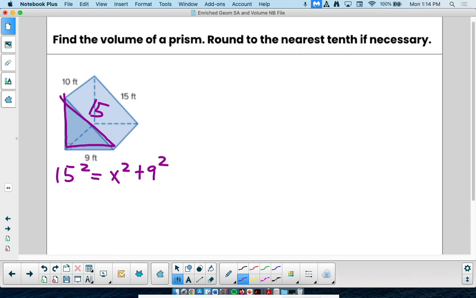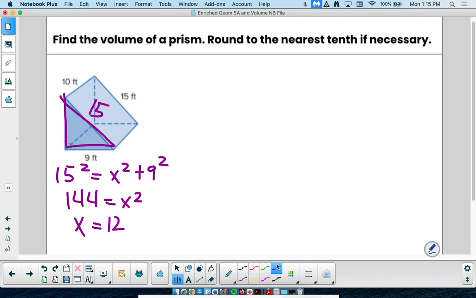225 minus 81 is 144. So our height is 12. Okay, and now we just plug in. I did two steps in one.